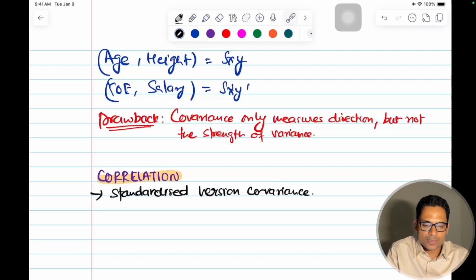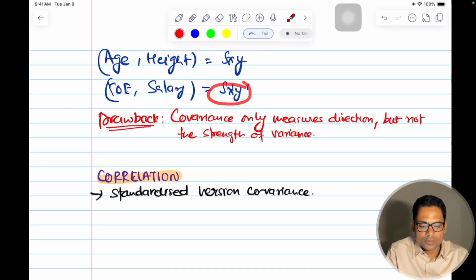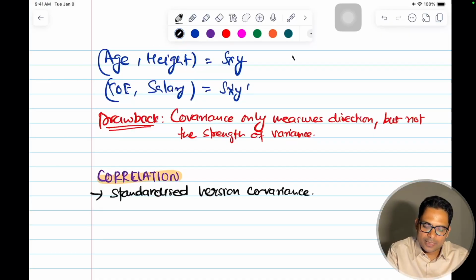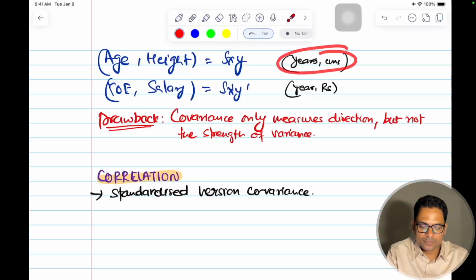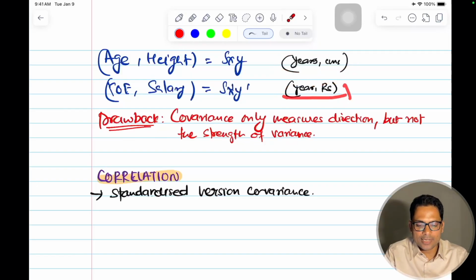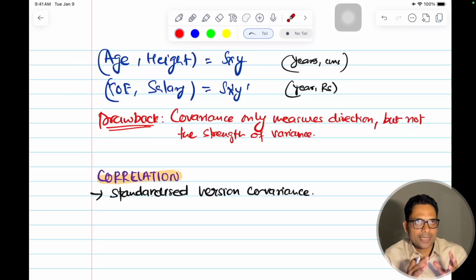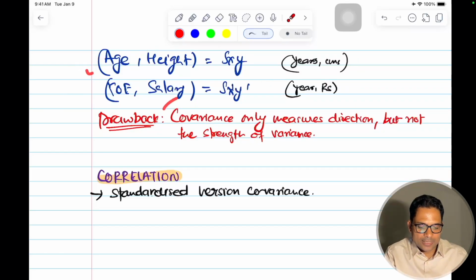Earlier I just had the direction. They are positive, I can just say that. But the magnitude, because these are in different units, age and height would be years and say centimeters. Here again it will be years and say salaries in rupees. So these units are not comparable. So we need to standardize it so that I get rid of the units, and then only they will become comparable.